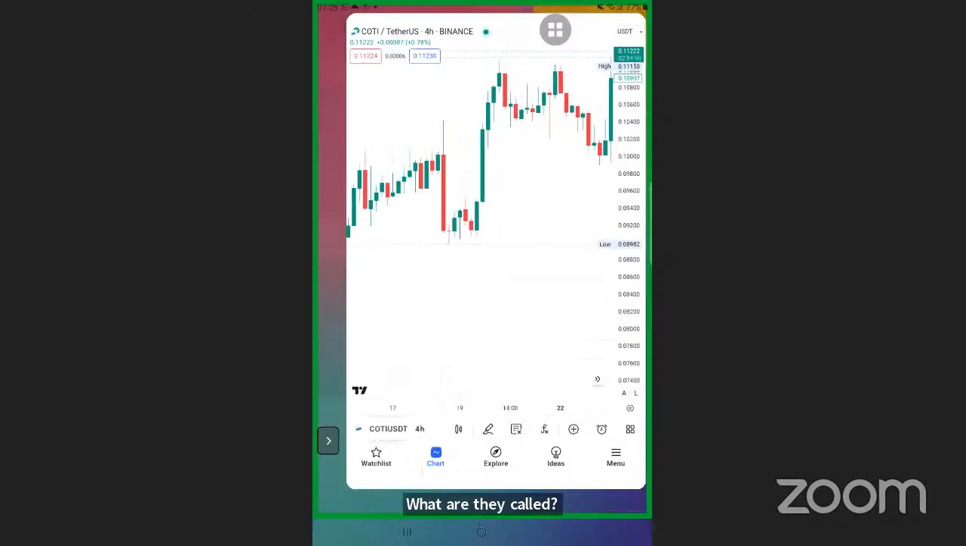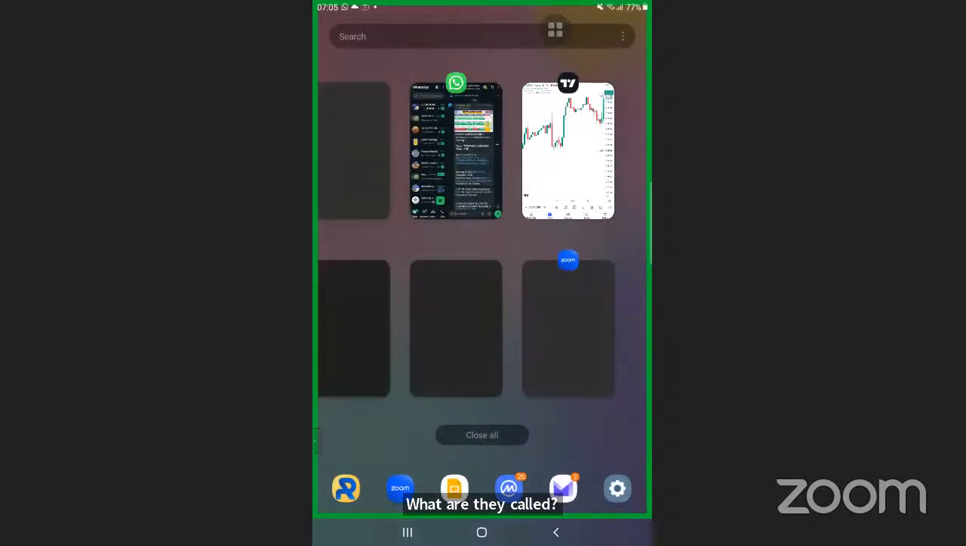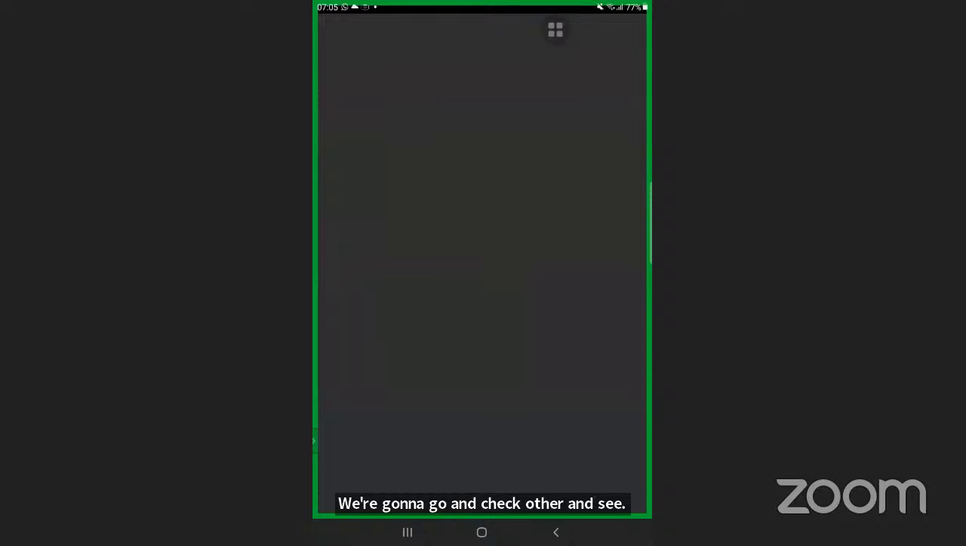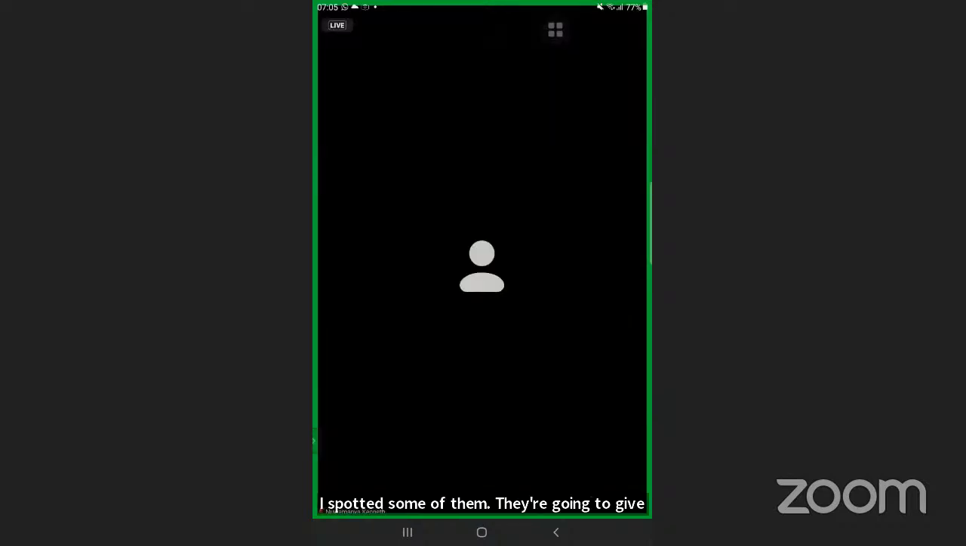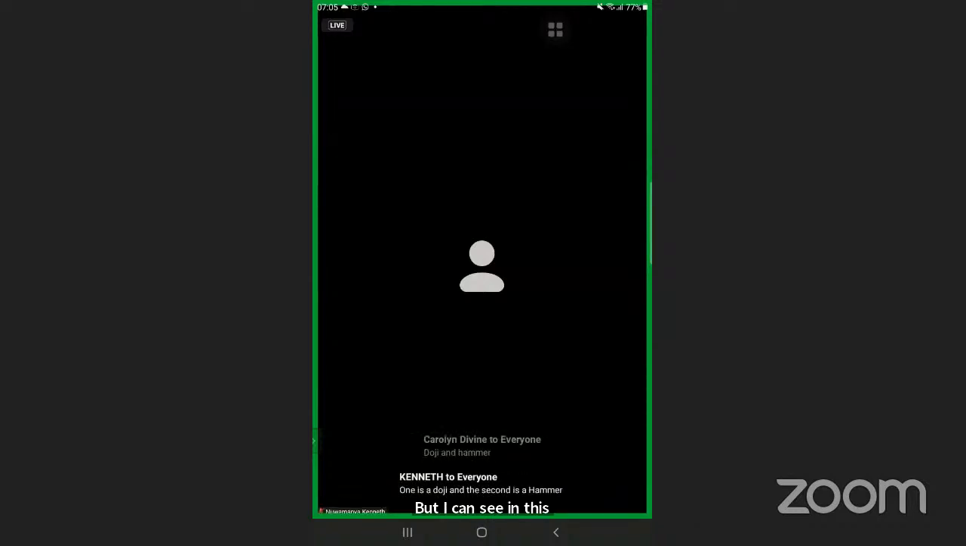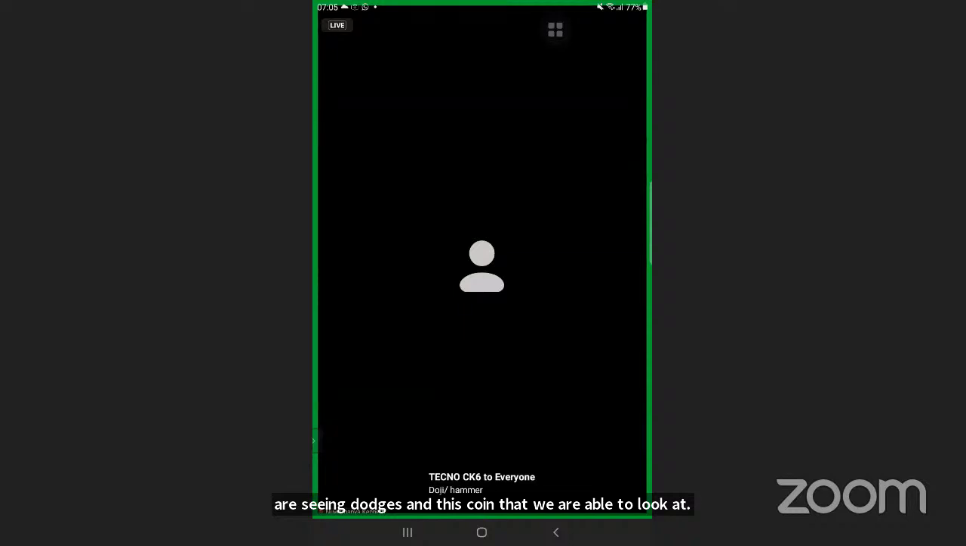We're going to check other coins also and see. I spotted some of them. They are going to give us different chart patterns. But I can see in this one we are able to find dojis and hammers. So we see a doji and a pin bar, or a hammer. Yes, that is correct.